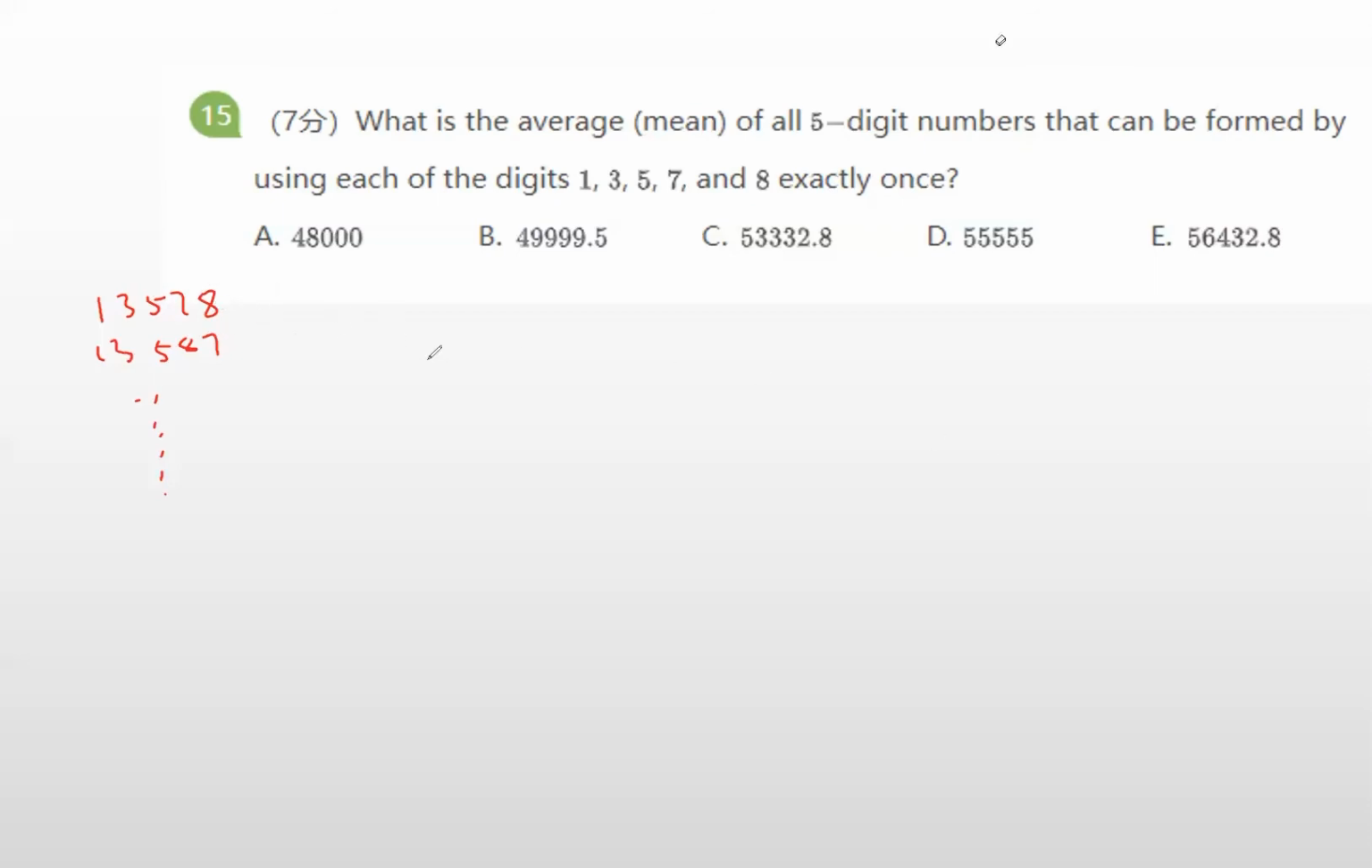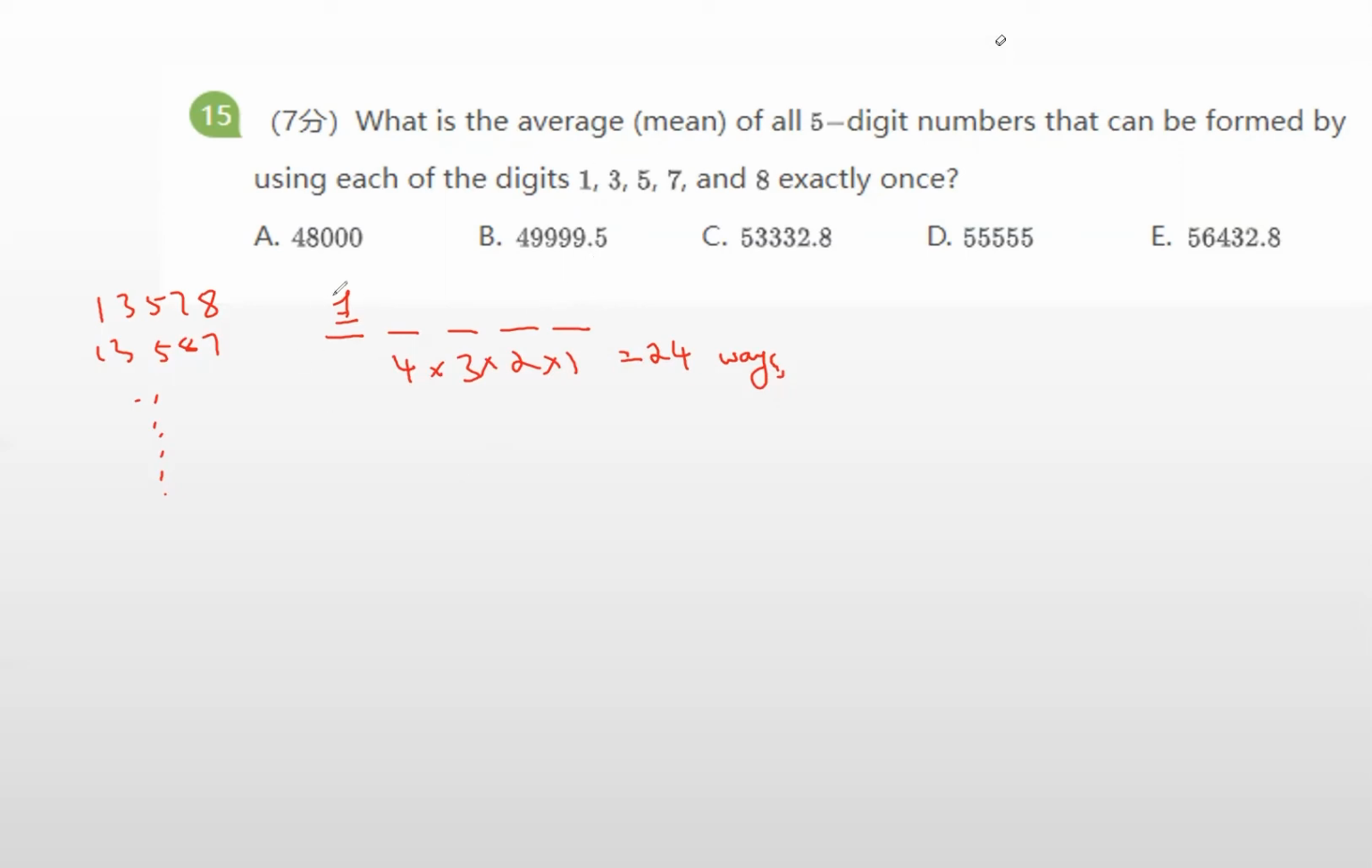So let's think about a 5-digit number. If I fix the number here, for example, I just want 1 here, how many ways are there for different numbers here? We've got 4 numbers remaining, 4, 3, 2, 1, times them together, and we get 24 ways. So if I fix 1 in a place, it appears 24 times, right? Therefore, the numbers 3, 5, 7, 8 also appear in the same place 24 times.